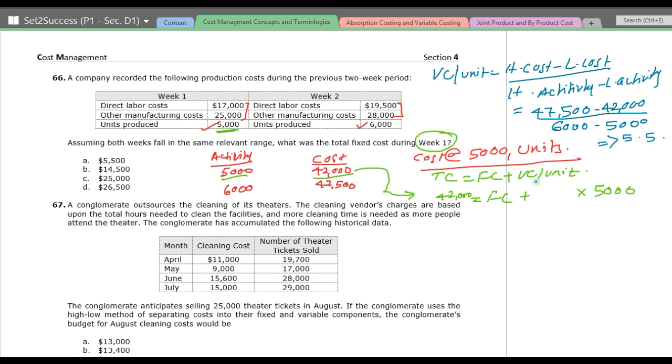So this is variable cost 5.5. Variable cost per unit is 5.5. So 5.5 per 5,000 units. So fixed cost comes to be 14,500, and B is the correct option because we got 14,500. Next.